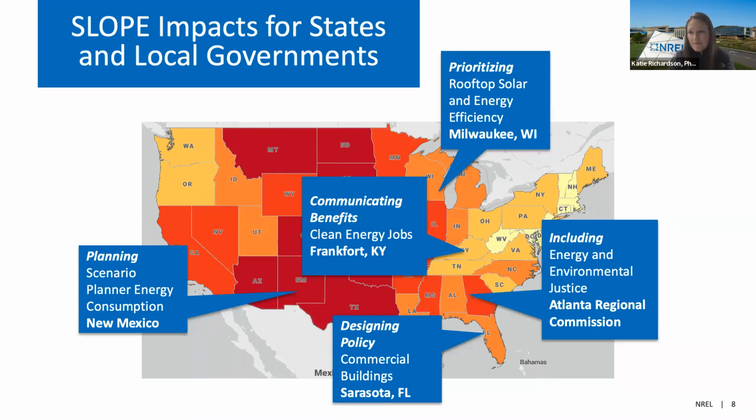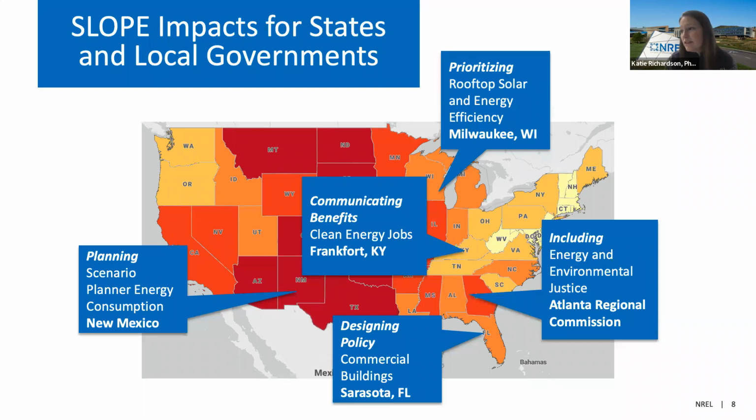So just as an example, here we have the Atlanta Regional Commission, which has been able to dive into some of our equity data and use it to think through how electric vehicle charging stations can be planned for their region. We've also done some work with Sarasota, Florida, to identify commercial buildings footprint and how that could inform the policy that they were considering.